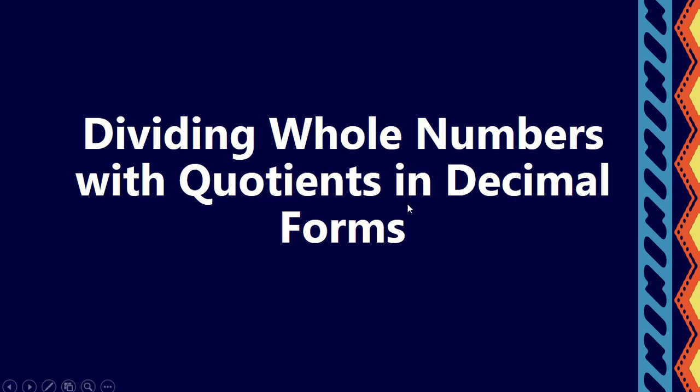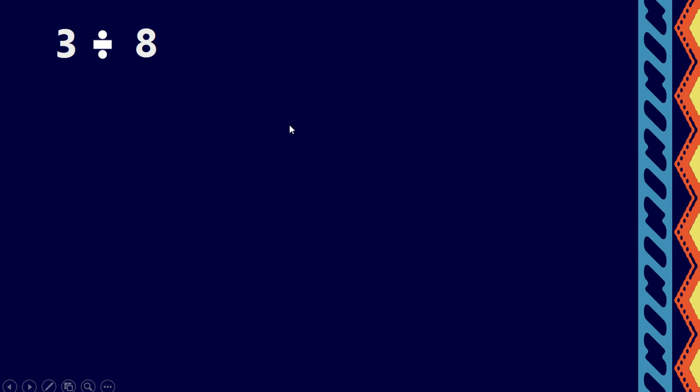This time we have dividing whole numbers with quotients in decimal form. We have 3 divided by 8. When we are dealing with whole numbers, the divisor is bigger than the dividend, so you cannot divide this. But since we've already discussed decimals, we can divide this, but the answer will be a decimal number. Just remember, 3 is your dividend. 3 divided by 8.